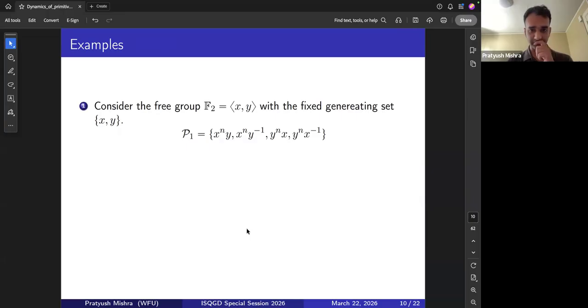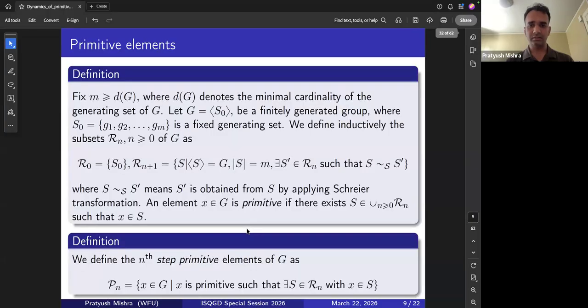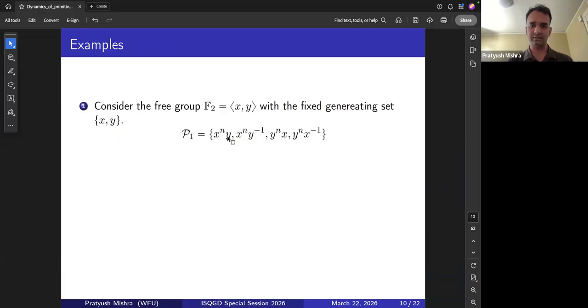This is the first step primitive element. So first step means I can replace any element in this first step primitive element by the standard generating set X comma Y, and it is still going to be a generating set. For instance, I can replace Y in the generating set X comma Y by X to the power n Y, right? And then X comma X to the power n Y is still a generating set that generates F2, because I can use this X to kill all this X to the power n in the group. So that's the first step primitive element.